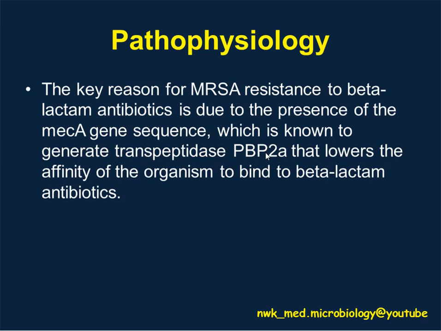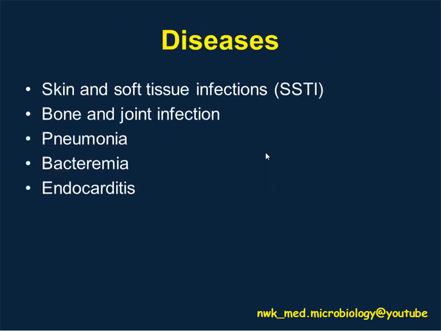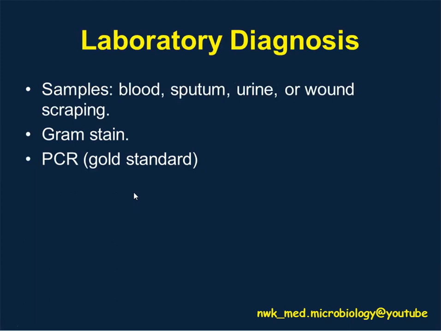So this antibiotic is unable to inhibit the cell wall synthesis. This MRSA can continue to grow as they are resistant to this antibiotic. So this MRSA can cause diseases like skin and soft tissue infection, bone and joint infection, pneumonia, bacteremia, and endocarditis. So in terms of laboratory diagnosis, how can we diagnose this MRSA?